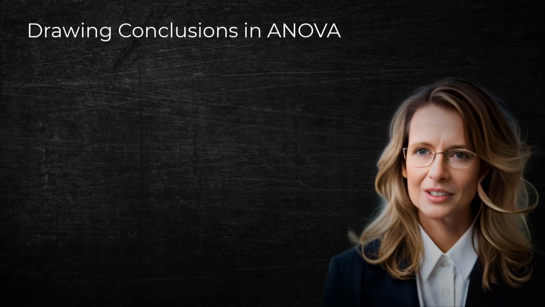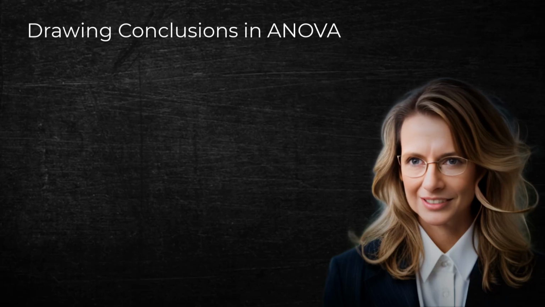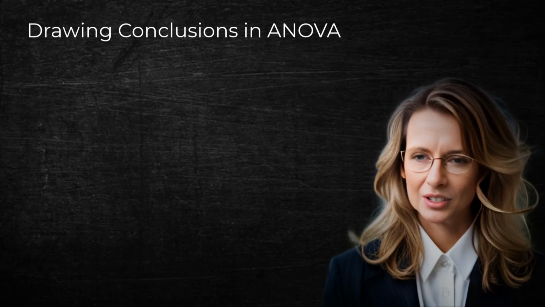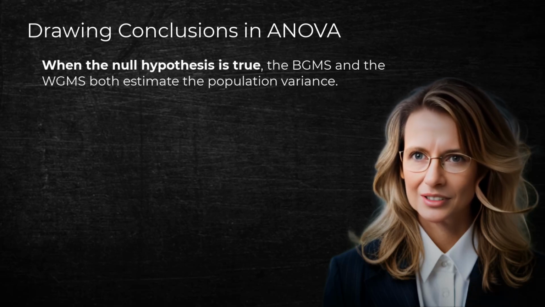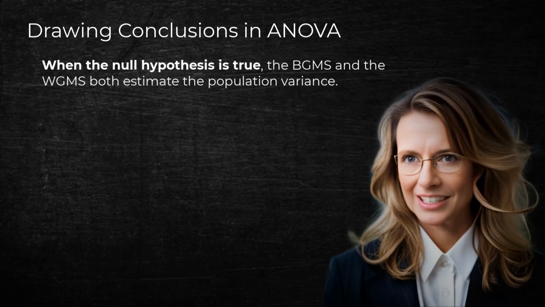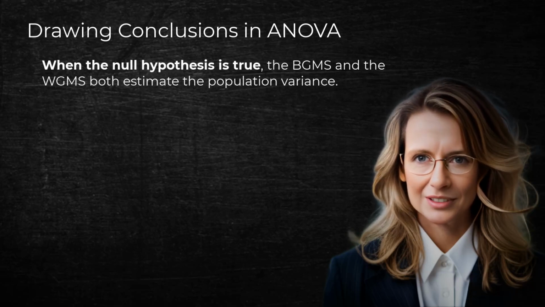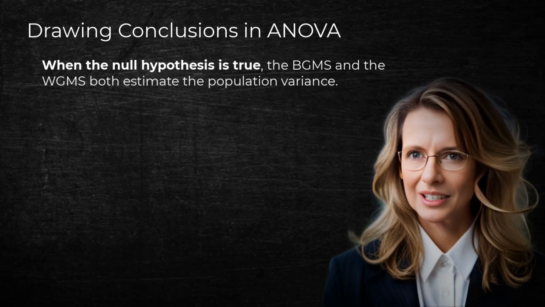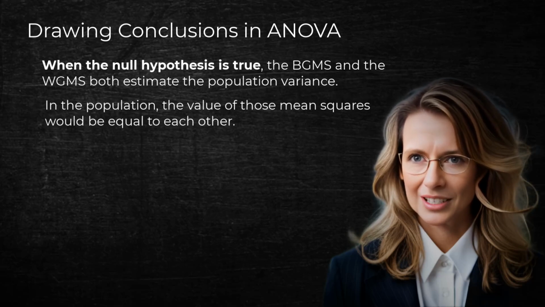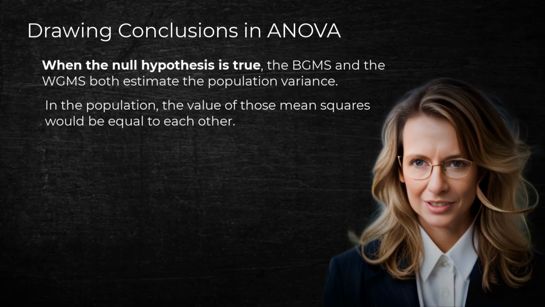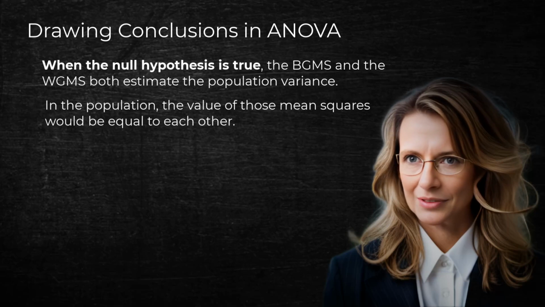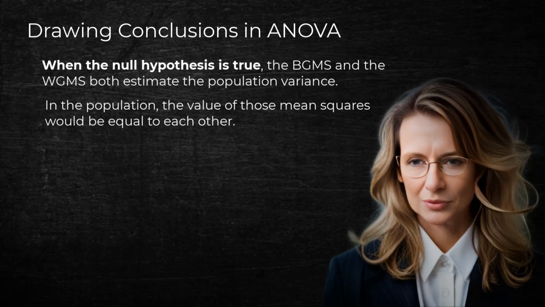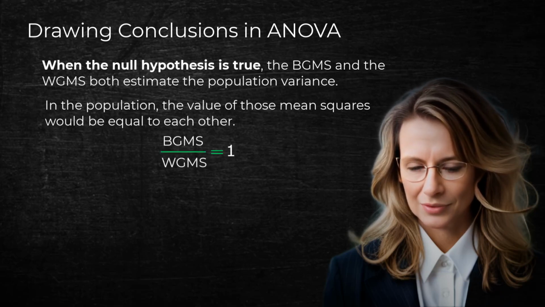We will now discuss how we draw conclusions about whether or not to reject the null hypothesis in an ANOVA. We have said that when the null hypothesis is true, the between groups mean square and the within groups mean square are independent, unbiased estimates of the same population parameter, the variance. In the population, then, the values of those mean squares would be exactly equal to each other. So under those circumstances, if we calculated the ratio of the mean square between groups to the mean square within groups, the ratio would be equal to 1.